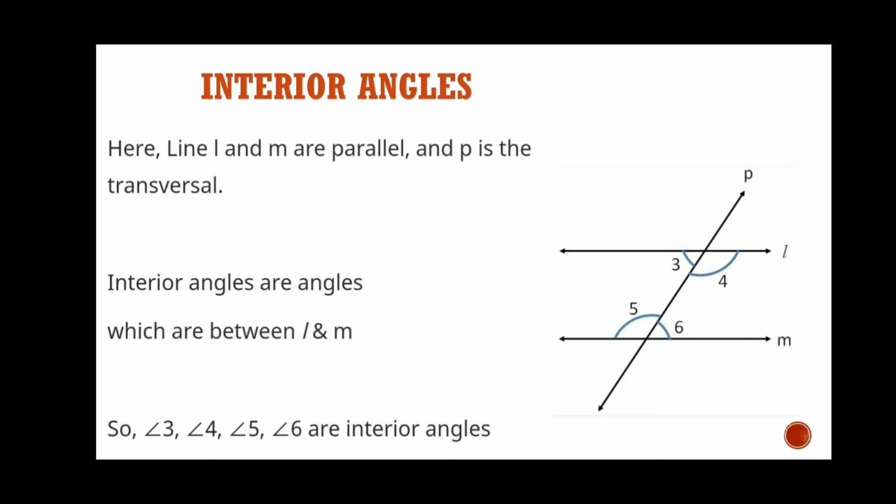So first of all, interior angles. What are the interior angles? You can see that two lines L and M are parallel here, and P is a transversal. Interior means inside the two parallel lines, angles formed inside the two parallel lines. So these are the 4 angles which are inside these two parallel lines. What are these angles? 3, 4, 5 and 6. So we will call all these 4 angles interior angles.